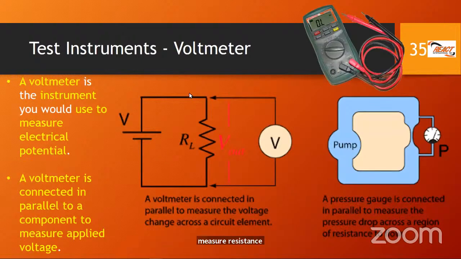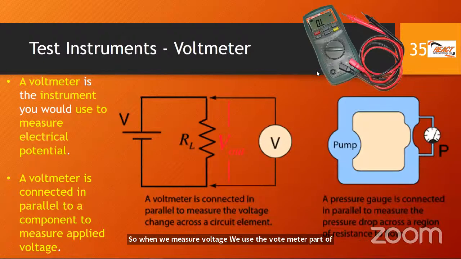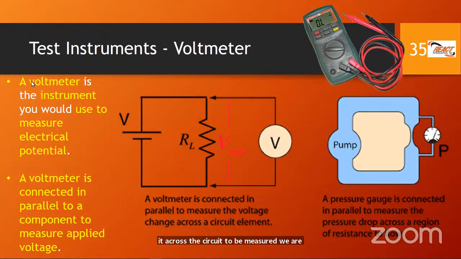So when we measure voltage, we use the voltmeter part of the instrument. So it can be a multimeter or it can be a standalone meter called a voltmeter. And when we put it across the circuit to be measured, we are measuring the electrical potential. And that's an exam question. A voltmeter is the instrument you would use to measure electrical potential. Remember, we call it the electromotive force as well.